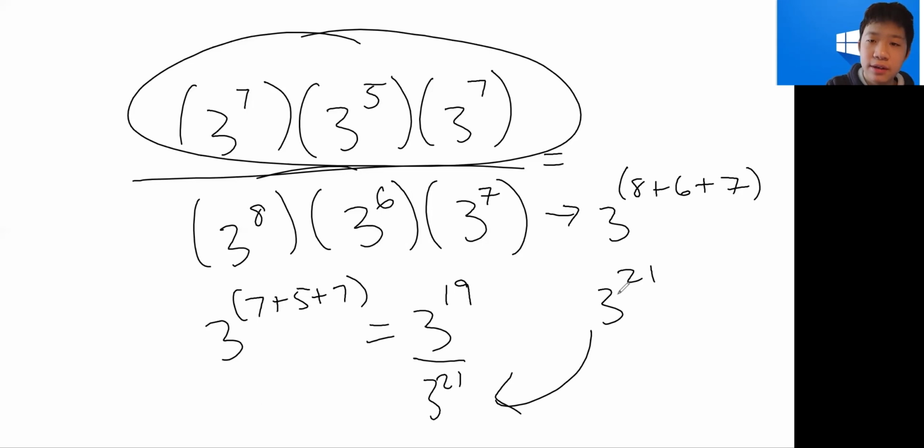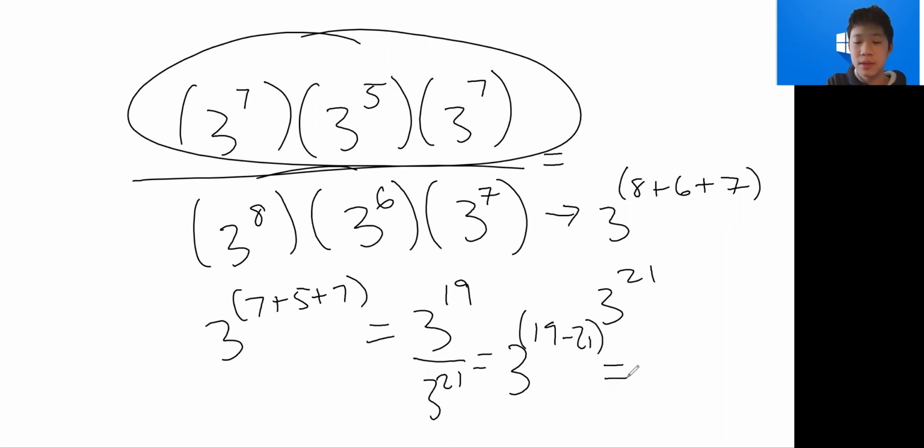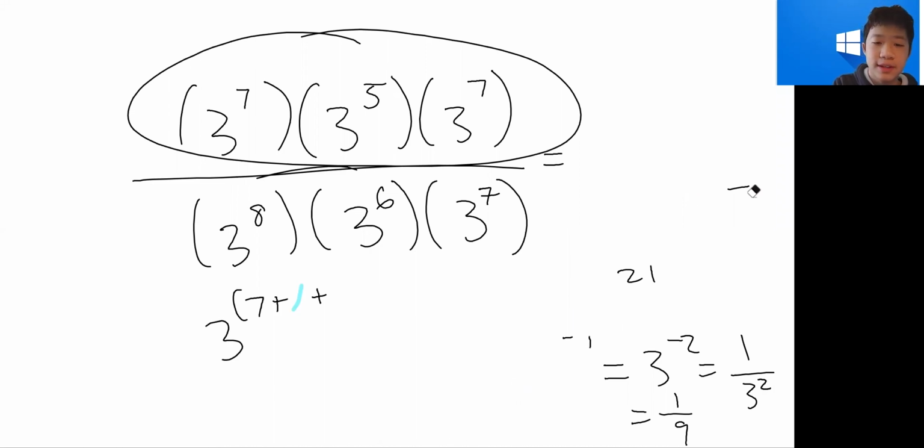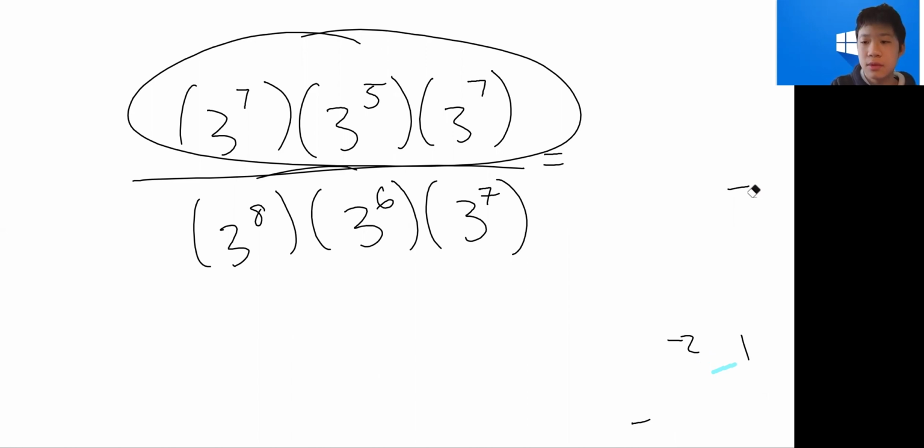And finally, we can use the exponent division property, see how this is 3 to the 19 minus 21 power. And this is 3 to the negative 2, 1 over 3 squared, 1 over 9. Okay, but this method is actually not the best way to do it. I'll show you once I get this out of the way. So what is the best way to do this here?